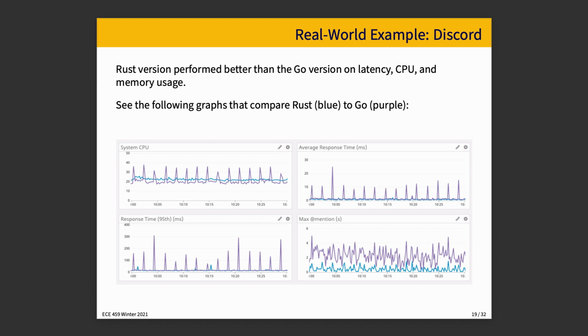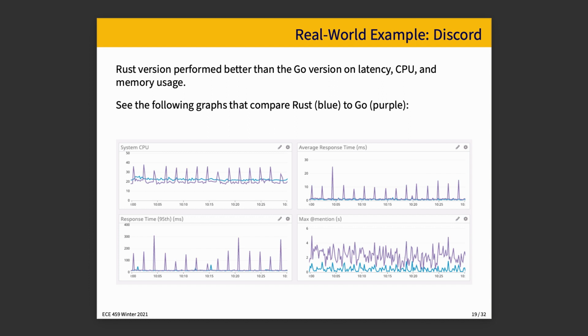The max mentions stuff is not quite identical either, but not sufficient to account for the difference between the observed behavior. So yeah, did Rust work better in this situation than Go? Yes, it did. No spikes, lower latency, better CPU, and less memory usage. It turns out to actually be a significant improvement.